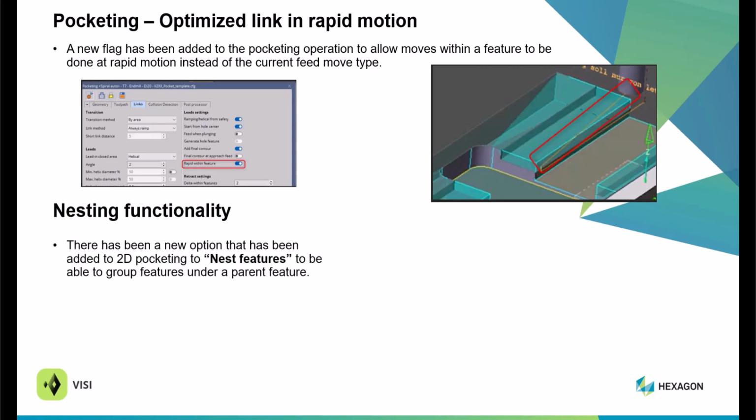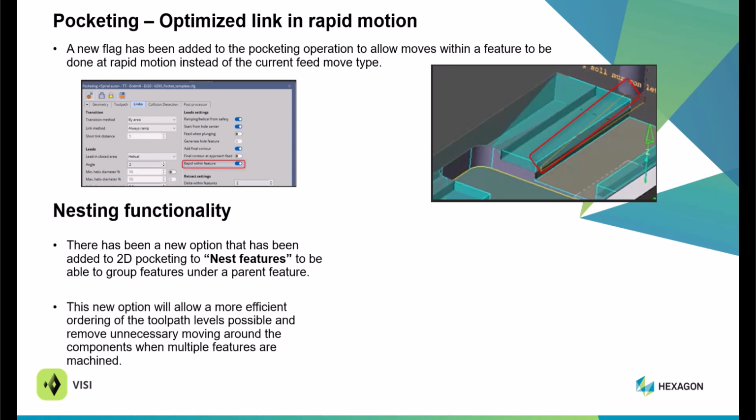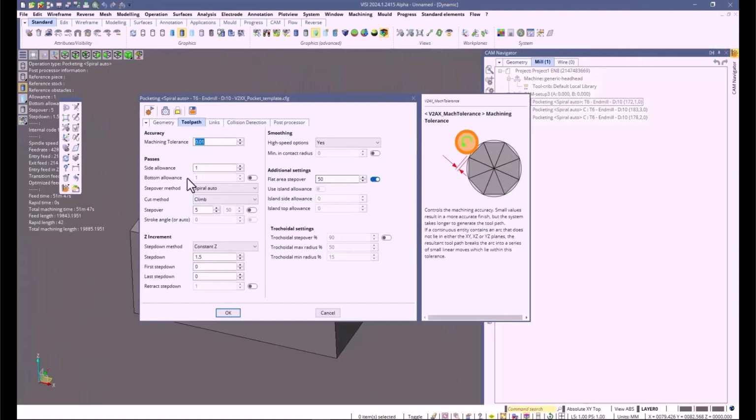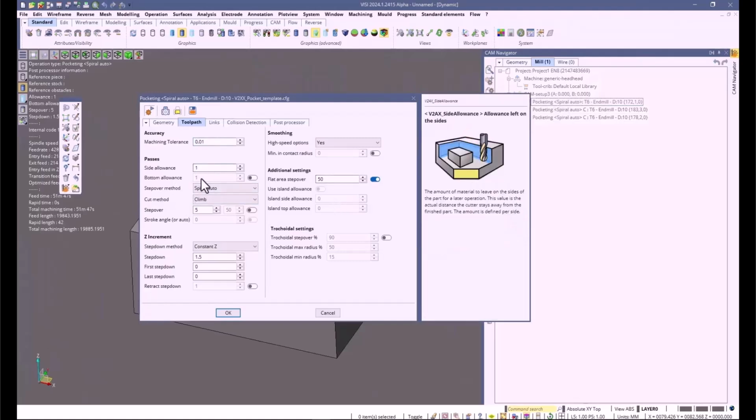Nesting functionality. There has been a new option added to 2D pockets for nesting. This allows you to group features under a parent feature. This new option will allow for more efficient ordering of toolpath and remove unnecessary movements around a component when multiple features are being machined. So here's just a quick video showcasing some of these new features for 2-axis.